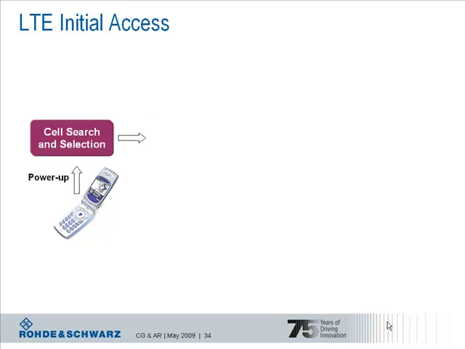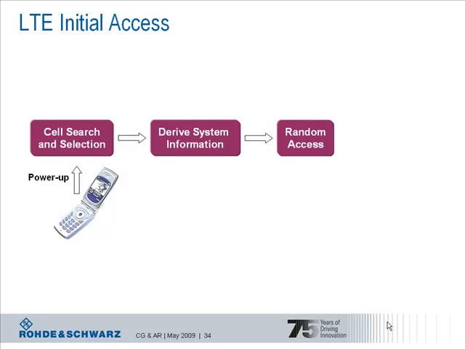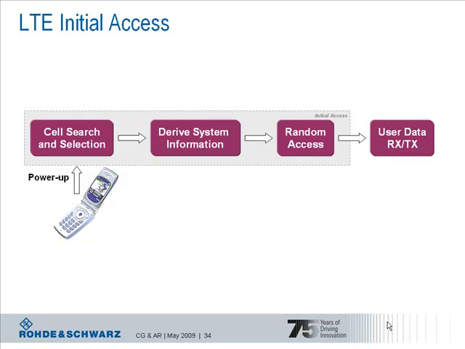Right after powering up the device, the UE will start with the cell search and cell selection procedure, followed by derivation of system information and execution of the random access procedure. This procedure is summarized and known as LTE Initial Access. After the initial access procedure, the terminal is able to receive and transmit its user data. Before we now look at each of these steps separately, we need to talk about the physical signals and channels used in the downlink.